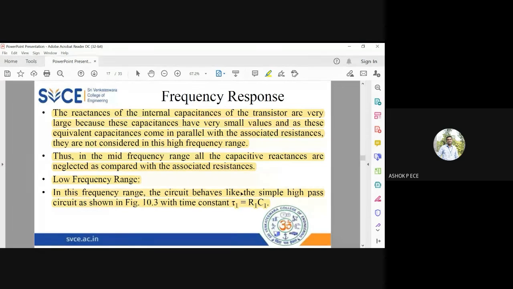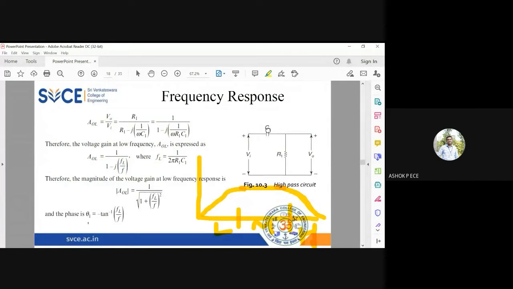In the low frequency, all the capacitance, assume frequency is 0. Capacitance will be open, so it will offer infinite impedance. That is the reason why the gain is slowly increasing. As you increase the frequency, slowly the capacitive reactance will be changing from infinity to a finite value.